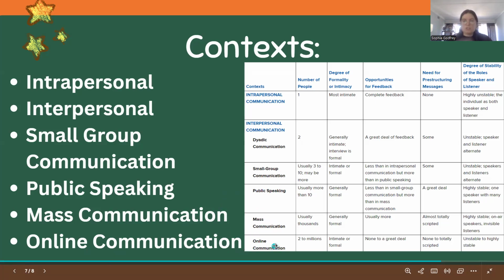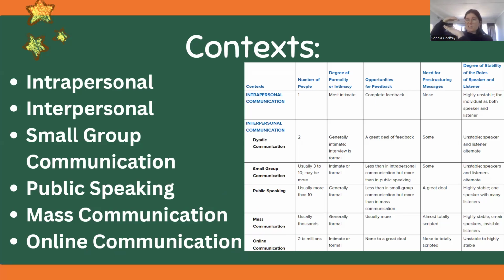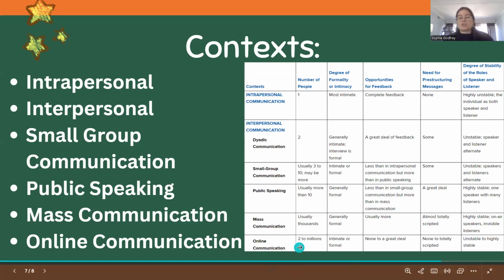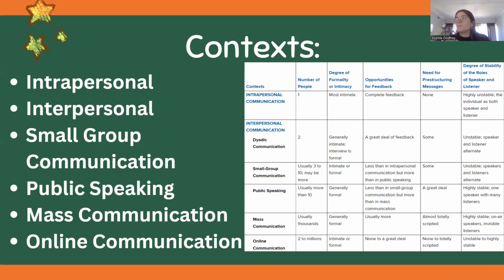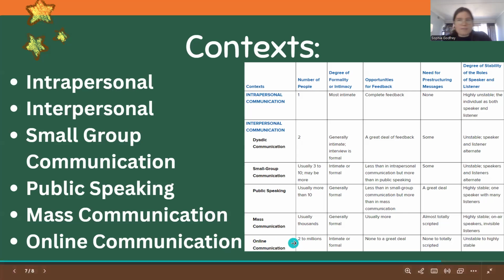Online communication, don't think of it as necessarily a leg up. Think of online communication, it says, right? 2 to millions. Online communication is text. Online communication is social media, like posting something on Instagram, right? It's just the platform, the channel is different. But this could be 2, 3, 5, 8, 10 million, right? So that is the difference between each of these.